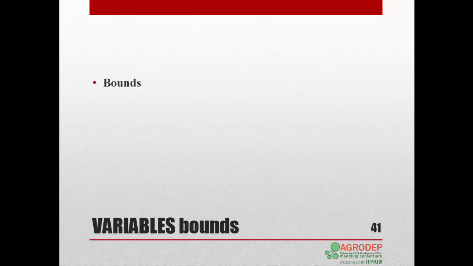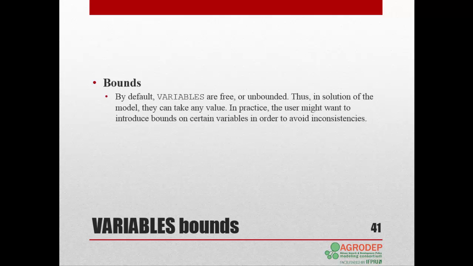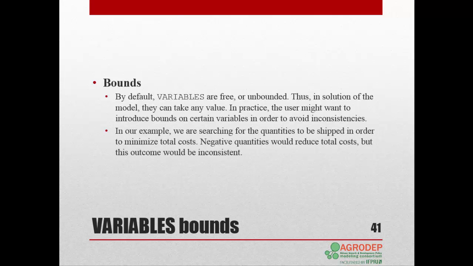It is possible to set boundaries for variables. By default, variables are free or unbounded. So, in the solution of the model, they can take any value. In practice, the user might want to introduce bounds on certain variables in order to avoid inconsistencies. In our example, we are searching for the quantities to be shipped in order to minimize total cost. Certainly, negative quantities would reduce total cost, but this outcome would be inconsistent.